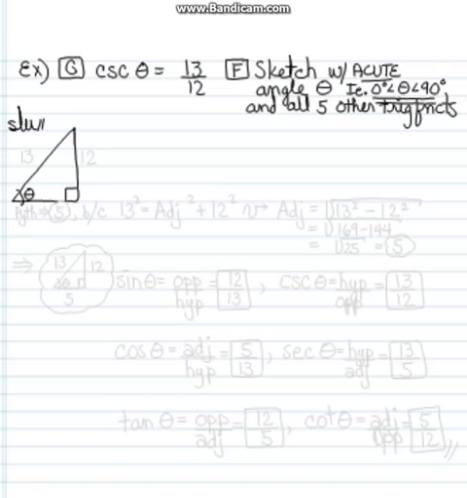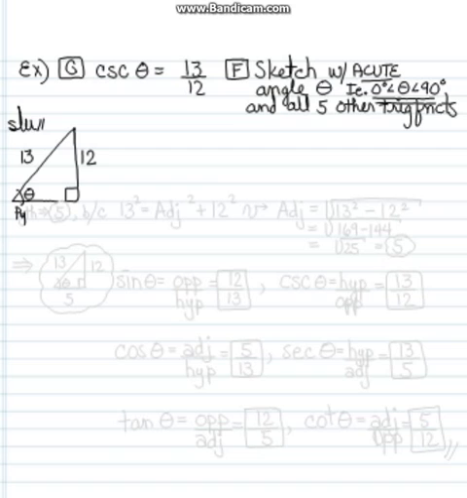And now let's label the sides in such a fashion that the cosecant of our theta is going to be 13 over 12. So we just remember what cosecant is defined to be in a right triangle: it's the hypotenuse over the opposite side. So we'll label the hypotenuse 13 and the side opposite theta 12. That makes sure that the cosecant of theta is 13 divided by 12.